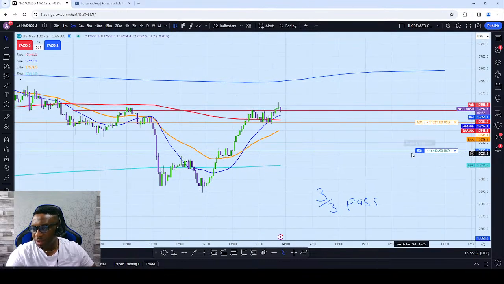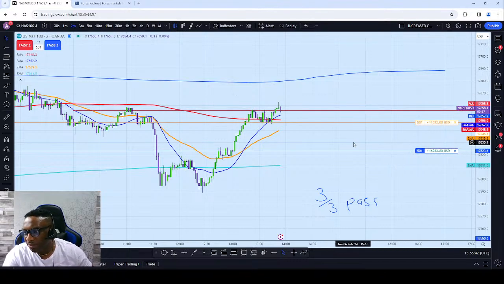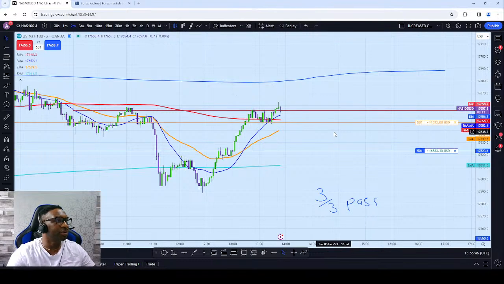So currently, this is our initial entry. Because of the lot size, the amount looks huge, but nevertheless you enter based on your account size, whatever account size you have.